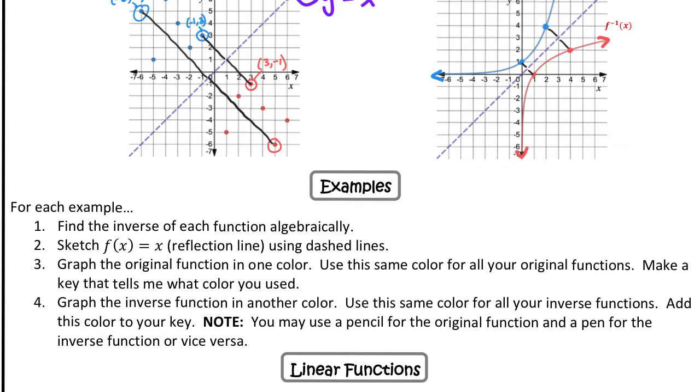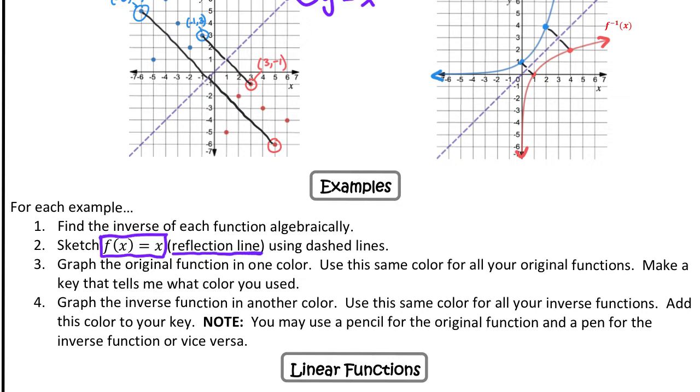Okay, so the first steps that we're going to do when we're solving these examples is we're going to find the inverse algebraically like we did last class. Then we're going to sketch the line f of x equals x. This is the reflection line that we're going to use dashed line. This is that purple line that you saw in the graphs above. This is going to be the reflection line.